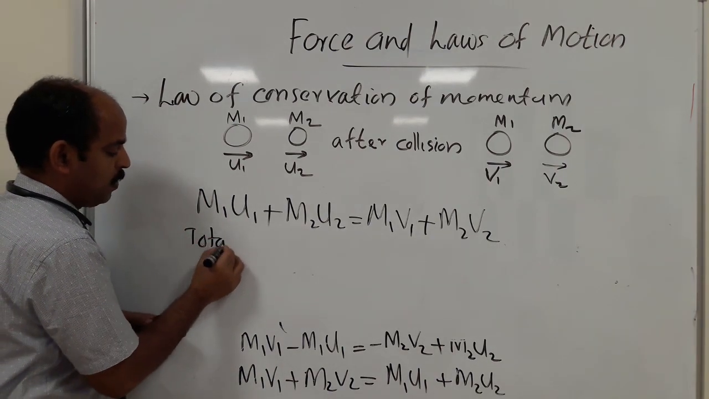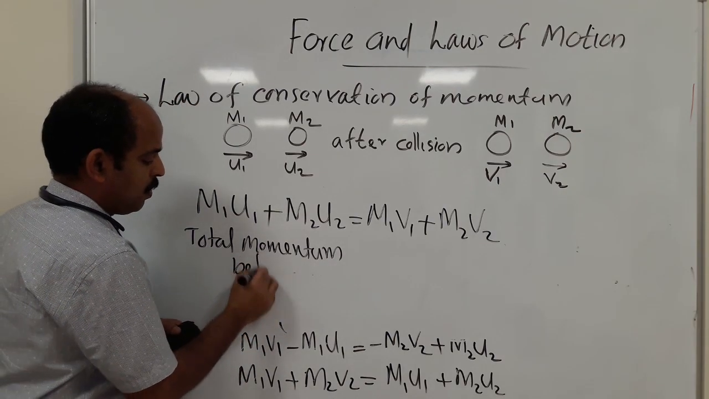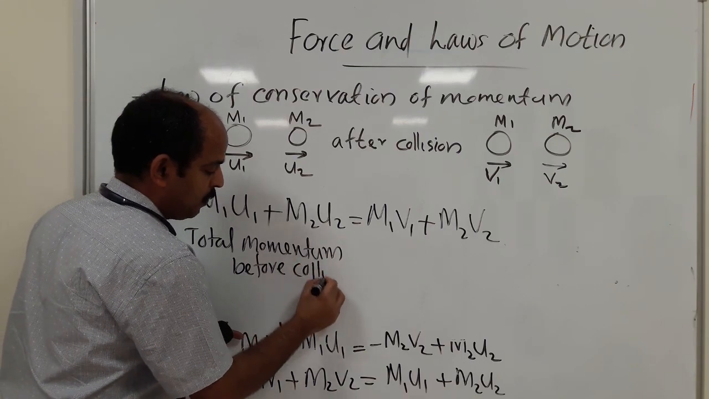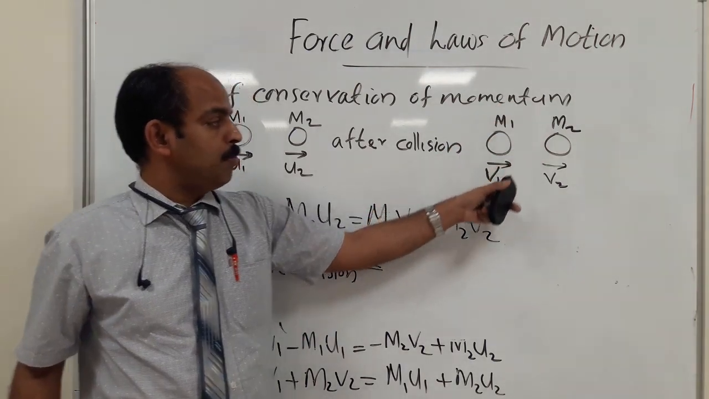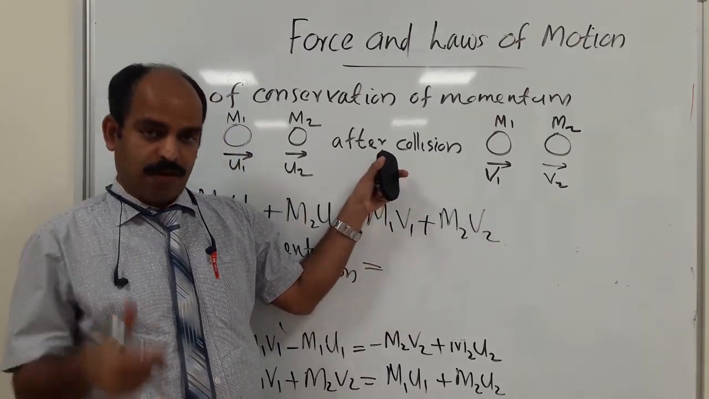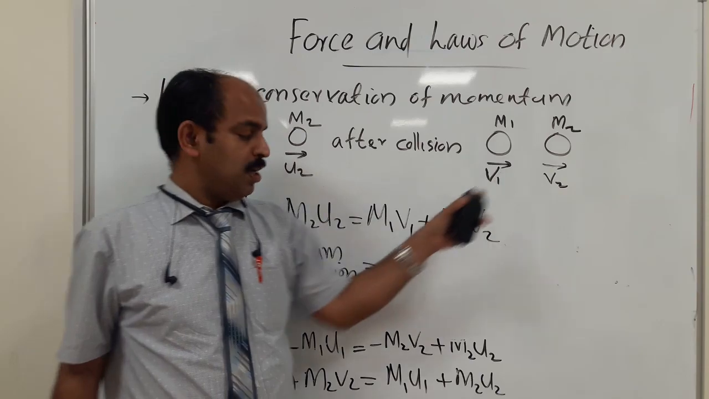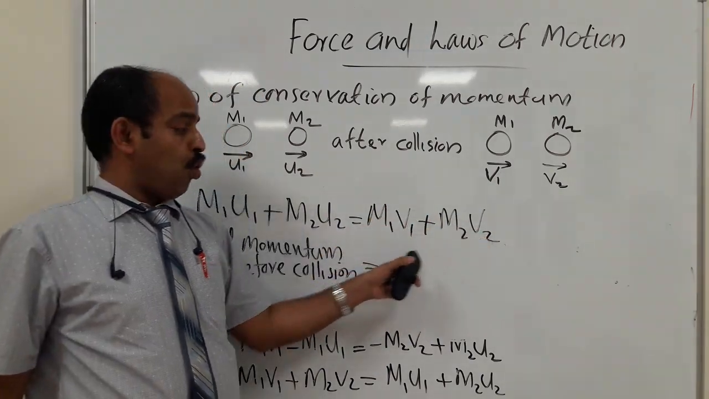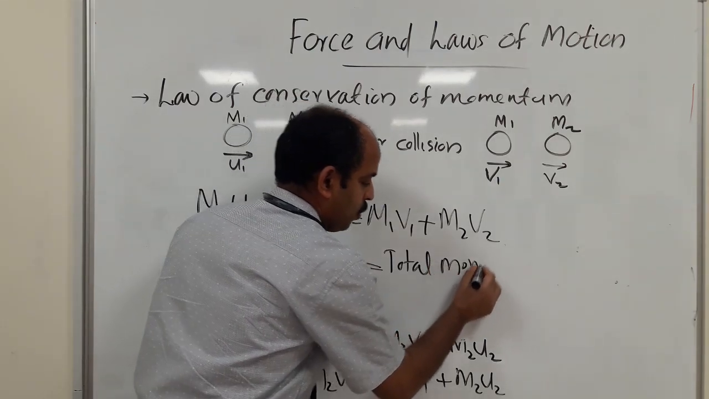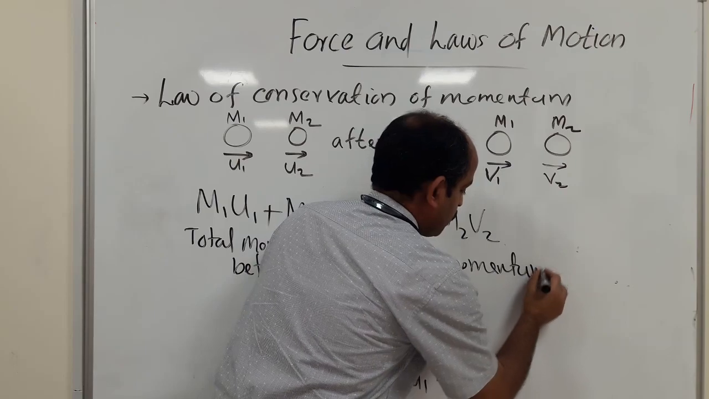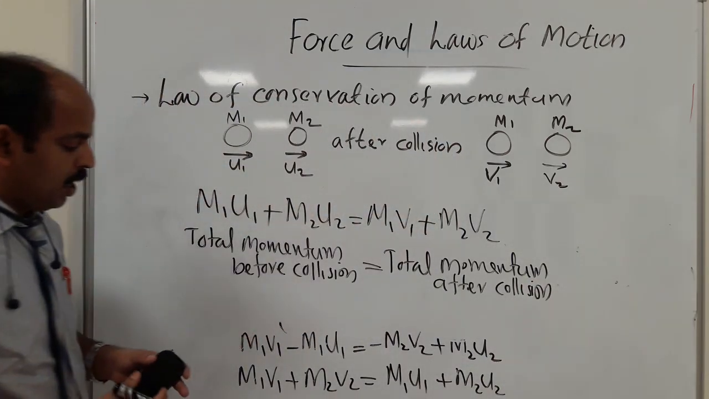So total momentum before collision is equal to, what is m1 v1? m1 v1 means momentum of the first body after collision, right? And m2 v2, what is m2 v2? Momentum of the second body after collision. Then what is m1 v1 plus m2 v2? Total momentum after collision, right?